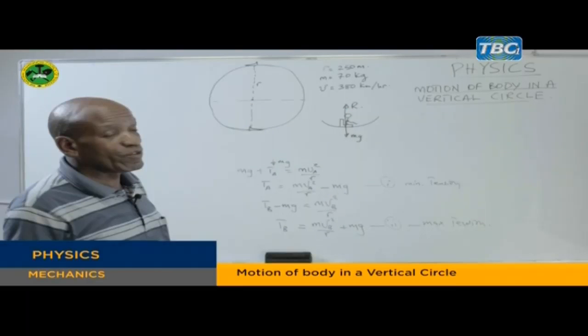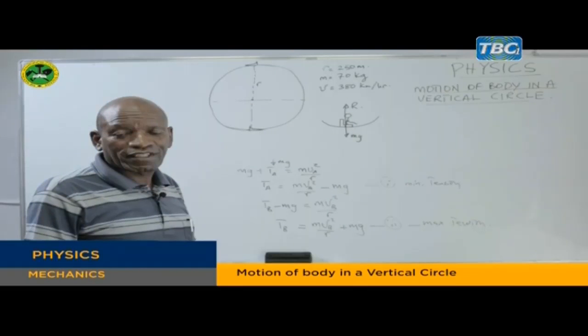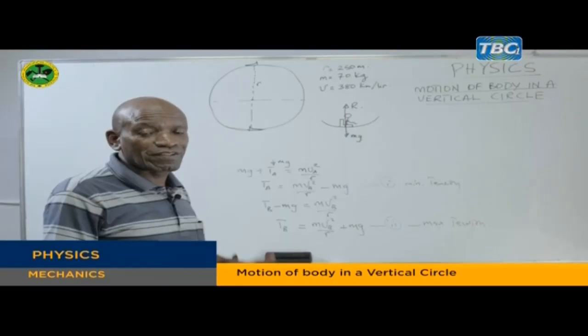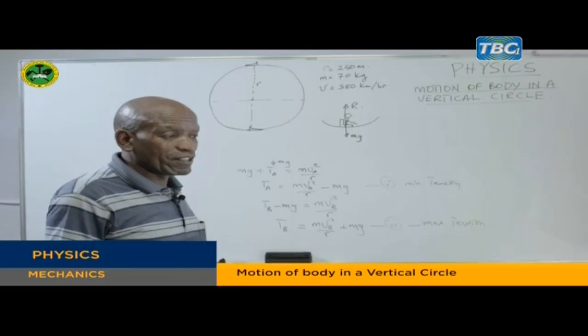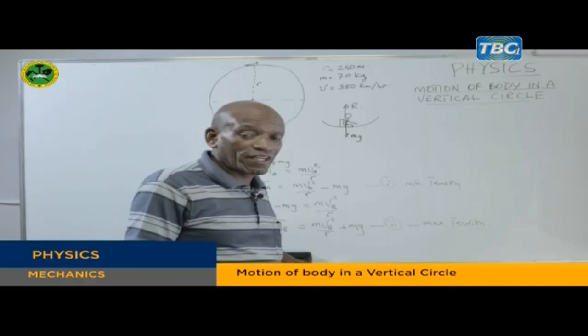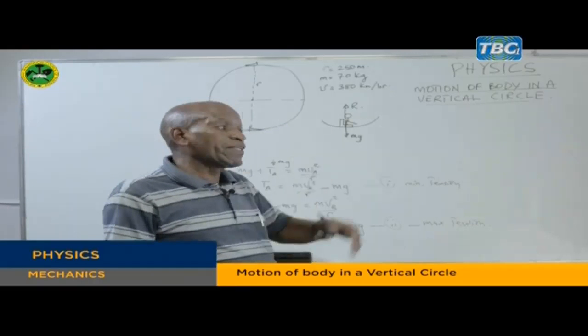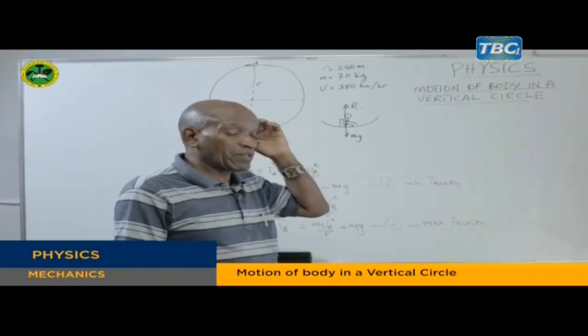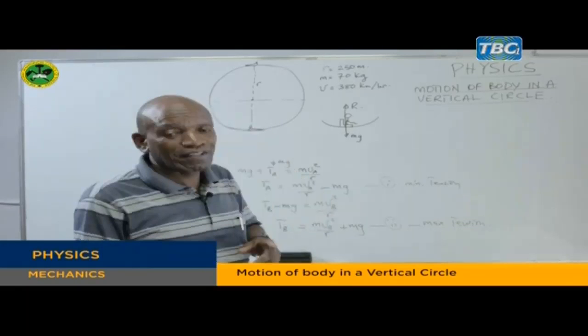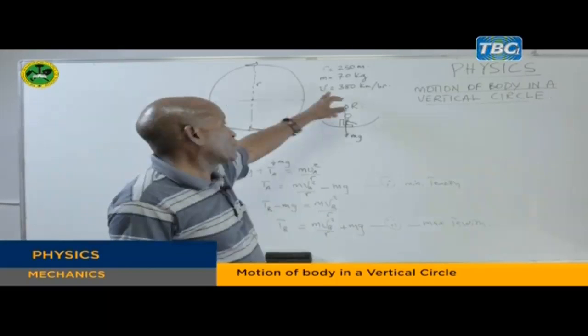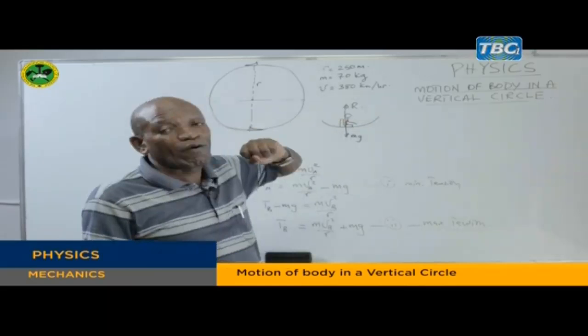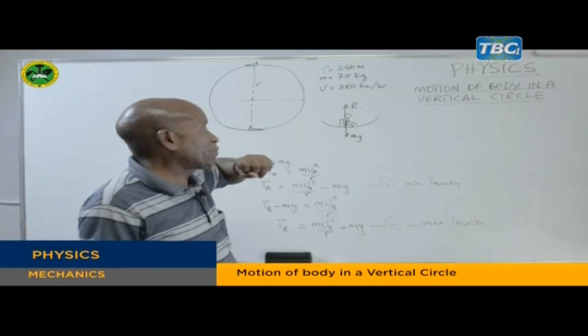So that is the thing which we are just going to look at: the reaction he is going to feel from his feet, from his seat, whenever his plane is looping a loop in that particular radius with that particular speed. So our first step is to convert this velocity, 380 kilometers per hour, into meters per second.